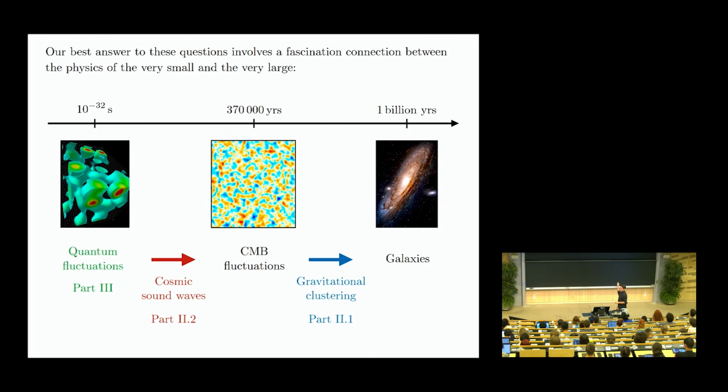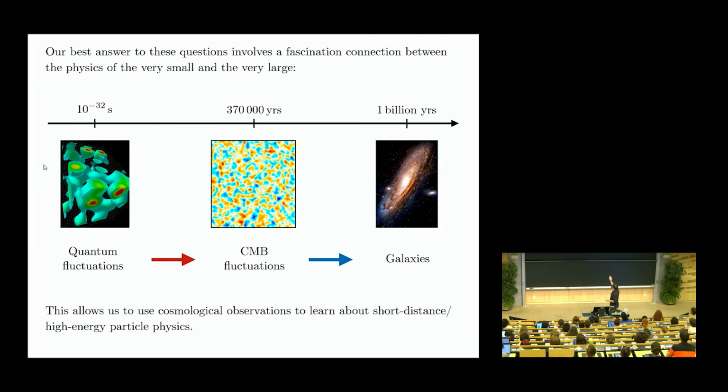I'm going to tell the story backwards, okay? Meaning I'm first going to describe this gravitational clustering of small matter fluctuations at the time of recombination until the moment when galaxies form. Then I will describe the impact of these sound waves on the cosmic microwave background. And then in the second lecture today, I will talk about these quantum fluctuations providing the seeds for everything else. Okay? So that's the timeline of the rest of these lectures.